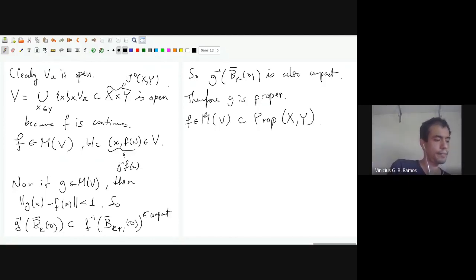Okay. So the corollary is the Whitney embedding theorem.